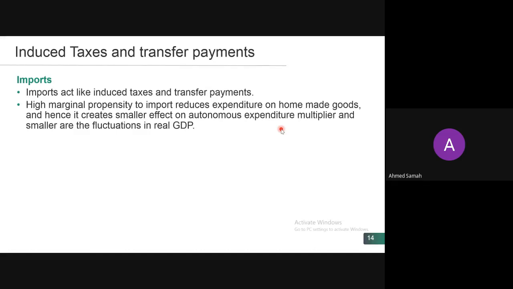So when imports increase, net exports decrease, and the demand for the country's products, investment and consumption within the country, falls. Because of that, if we have a high marginal propensity to import, then it creates a smaller effect on the autonomous expenditure multiplier and smaller fluctuations in real GDP.